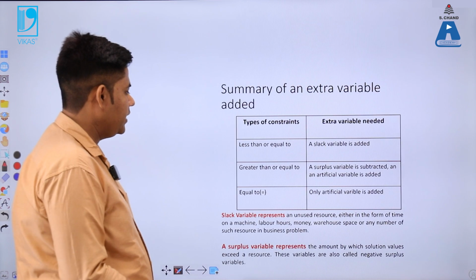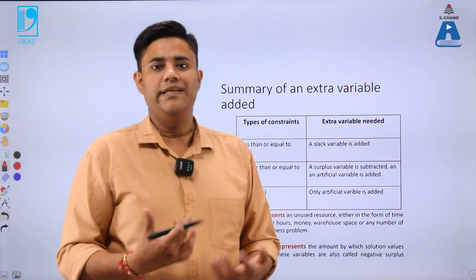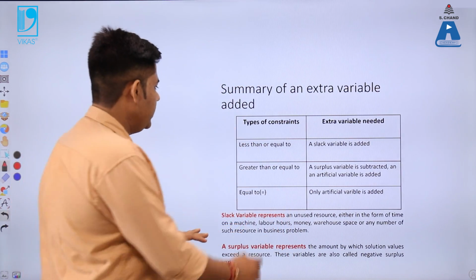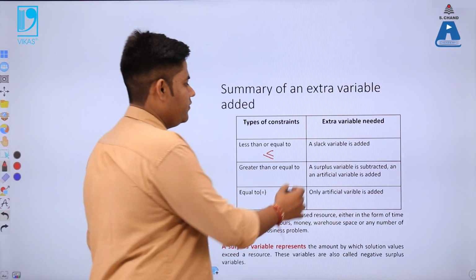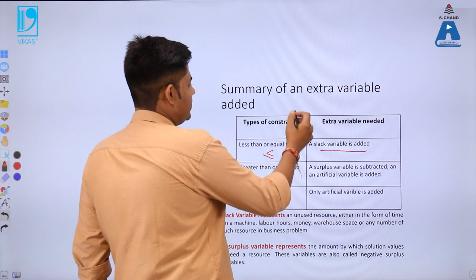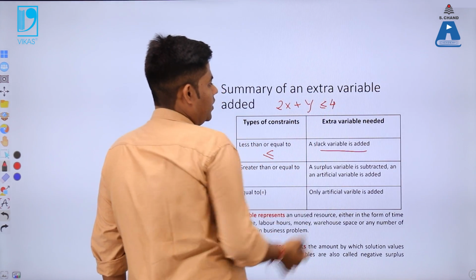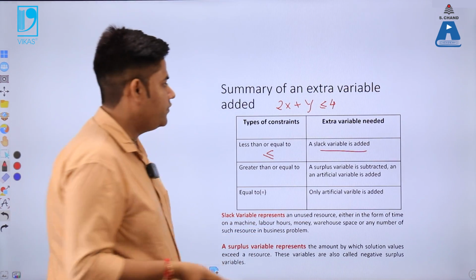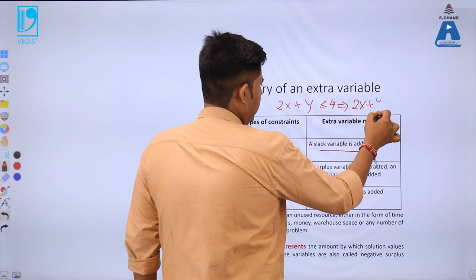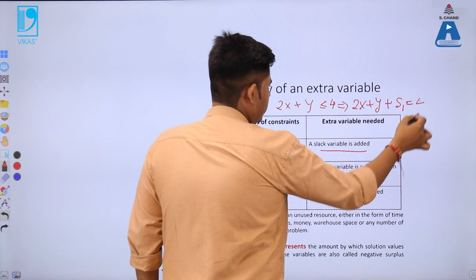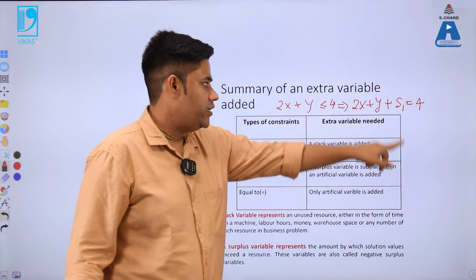Let's understand what a slack variable, a surplus variable and an artificial variable are in the real sense. In order to convert a less than or less than equal to type equation into an equal to type equation, we need to add a slack variable to it. For example, I have 2x plus y is less than equal to 4. For converting into the standard form, I need to add a slack variable into it. That means 2x plus y plus s1 equals 4 must be my modified equation for changing this less than type constraint into an equal to type constraint.